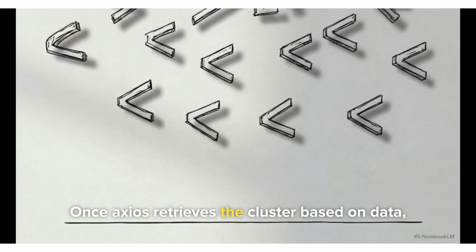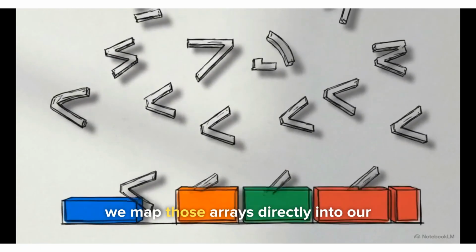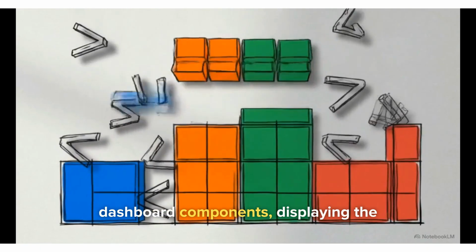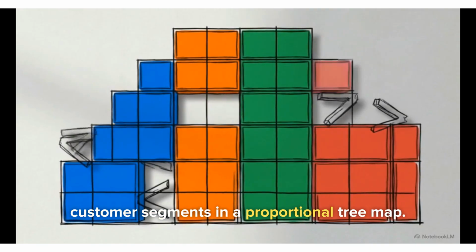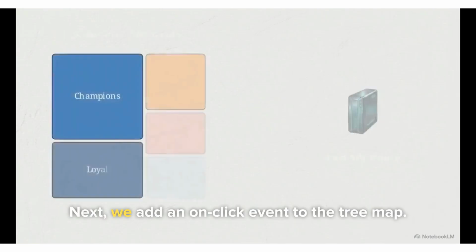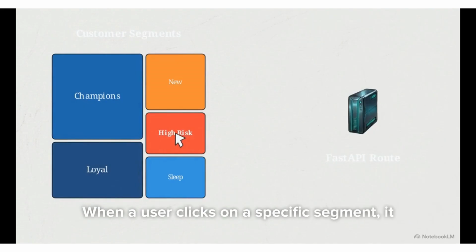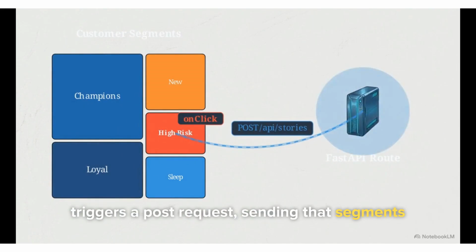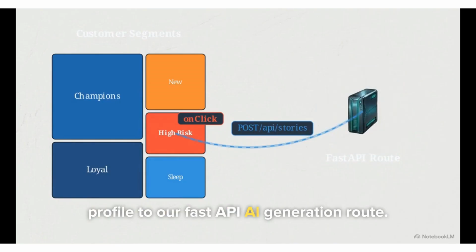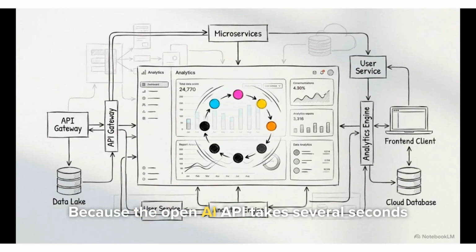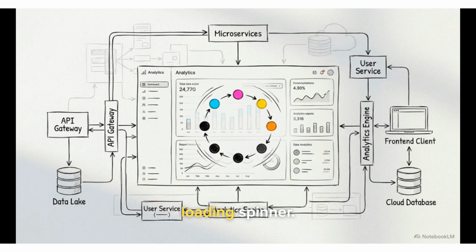Once Axios retrieves the clustered JSON data, we map those arrays directly into our dashboard components, displaying the customer segments in a proportional tree map. Next, we add an on-click event to the tree map. When a user clicks on a specific segment, it triggers a POST request, sending that segment's profile to our FastAPI AI generation route. Because the OpenAI API takes several seconds to write and format the campaign, we use React's state hook to immediately display a loading spinner.